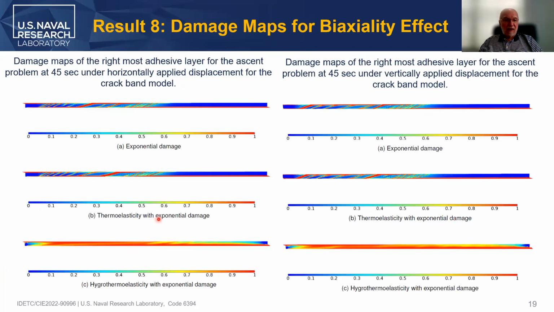Now, in terms of the biaxiality effect, what you see here on the left is the horizontal force, and on the right is the vertical one. And we use, obviously, like in the previous case, the crack band model, such that we can get these localizations of concentration of damage. Remember, damage is a parameter that goes from 0 to 1, so red is 1 and blue is 0. And you can see for the various models, this is the exponential damage, this is the thermoelasticity with exponential damage, and this is the hygrothermoelasticity with exponential damage at the 45 seconds, as I said before.